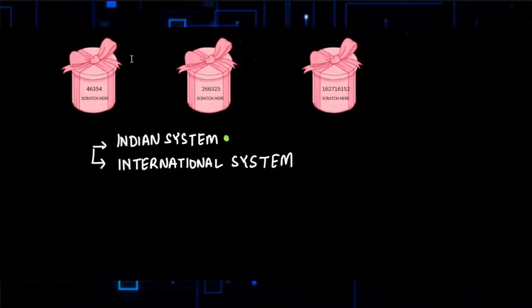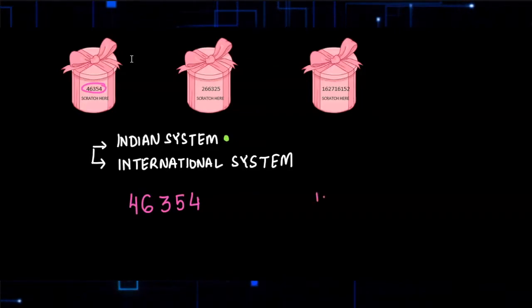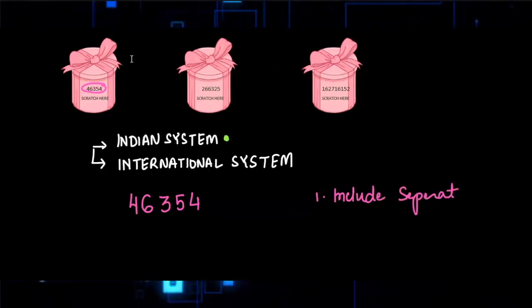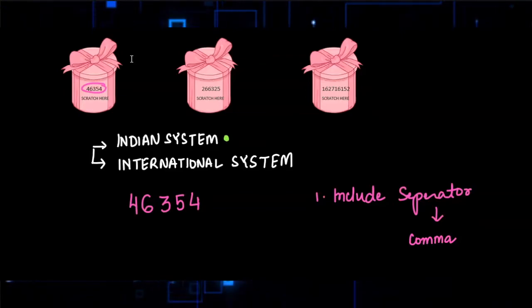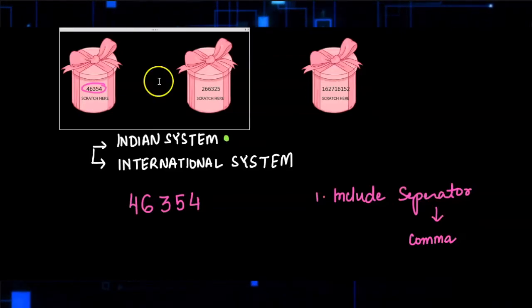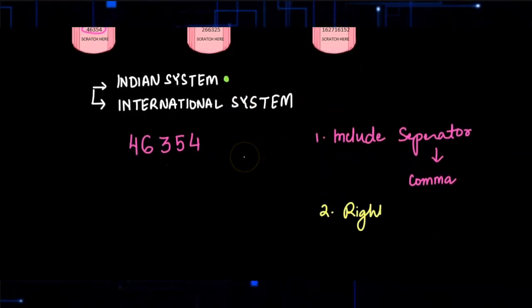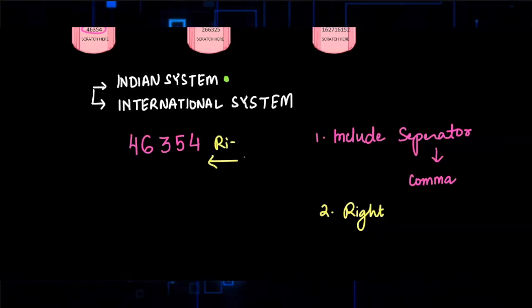Okay, so what we'll do, we'll take the first number and write it here. It's 4, 6, 3, 5, 4. Now, the Indian system says the first thing we need to do is include separators. What are separators? Separator means comma. For separation, we have to keep in mind that we'll start from the right first. This is the right of the number and this is the left of the number, right? So we'll start here.